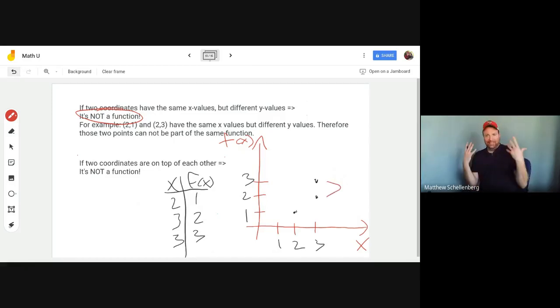So that tells me just by looking at it, I don't even have to do anything else. I look at it and see dots on top of each other. It's not a function. Dots on top of each other, another way, then we really should call them coordinates, relates to the vertical line test.